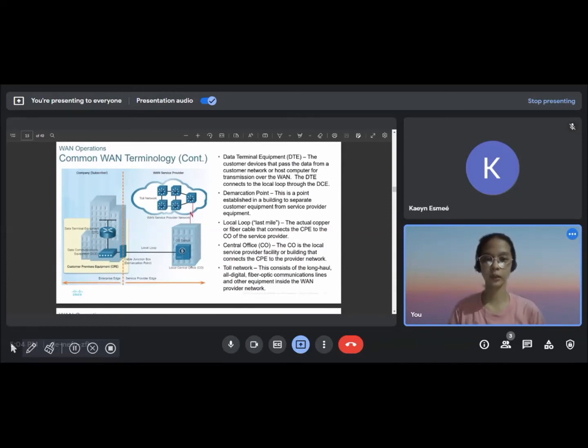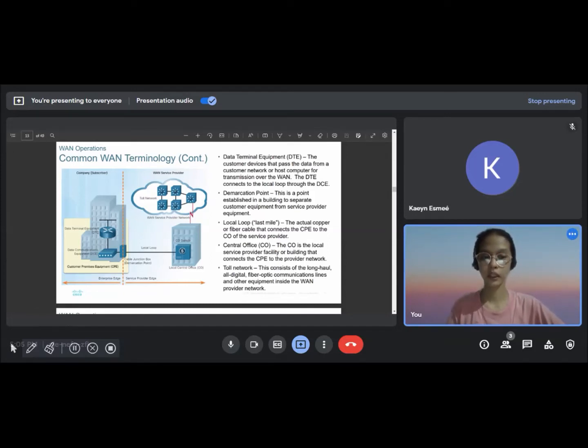Next is the data terminal equipment, DTE. These are the customer devices that pass the data from a customer network or a host computer for transmission over the WAN. The DTE connects to the local loop through the DCE. Demarcation point: this is a point established in a building to separate customer equipment from service provider equipment. Local loop, or last mile: the actual copper or fiber cable that connects the CPE to the CO of the service provider. Central office, or CO: the CO is the local service provider's facility or building that connects the CPE to the provider network. The toll network.